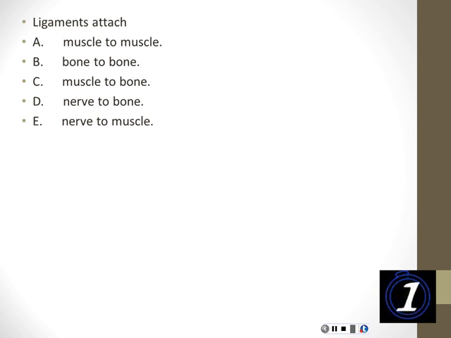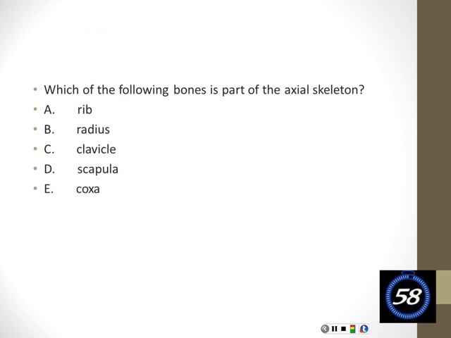All right, so a ligament attaches bone to bone. So that's B. Not to be confused with tendons. Tendons connect muscle to bone. So C is a tendon, B is a bone. Muscle to muscle, there's really no such thing. Just like nerve to bone. So ligaments are bone to bone. Okay. Which of the following bones is part of the axial skeleton?